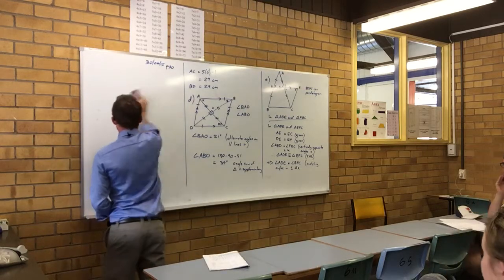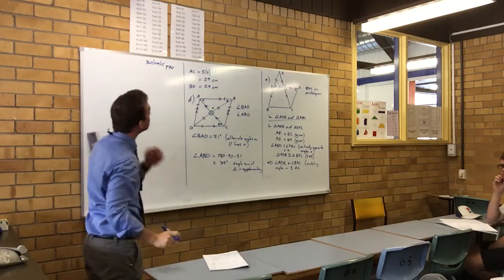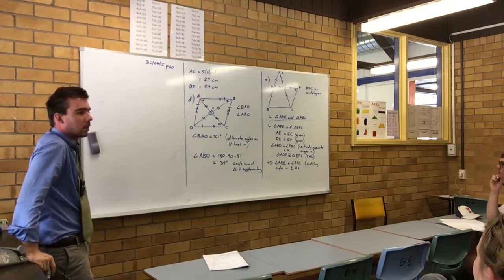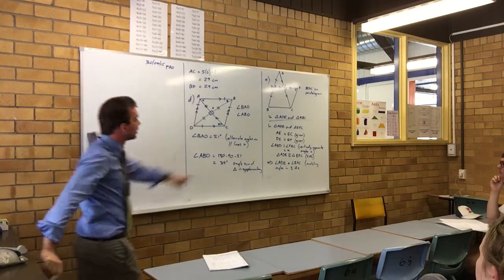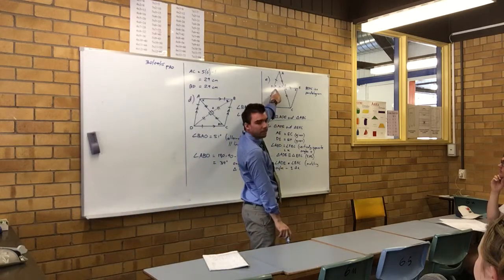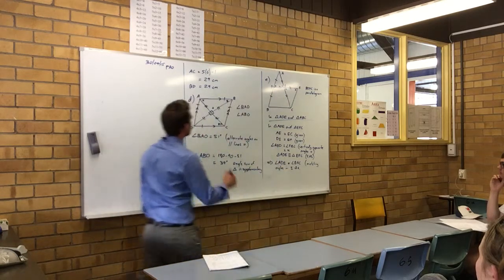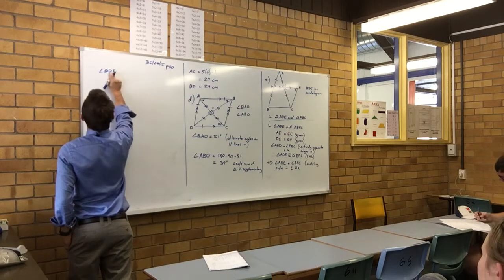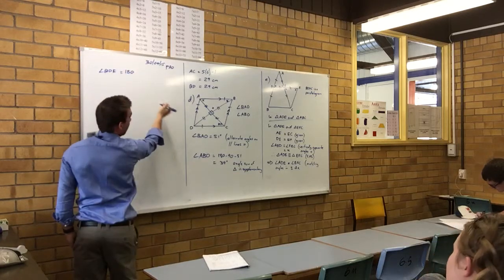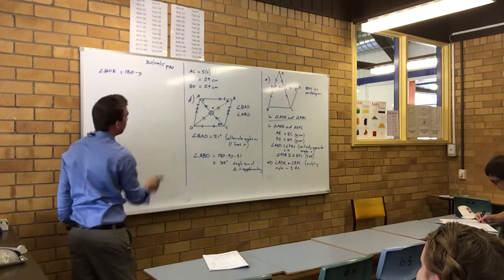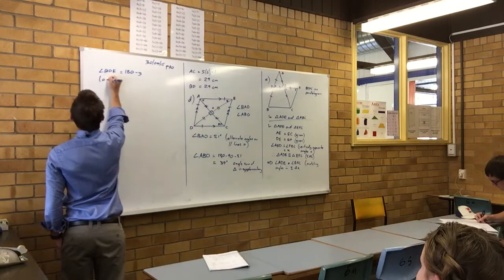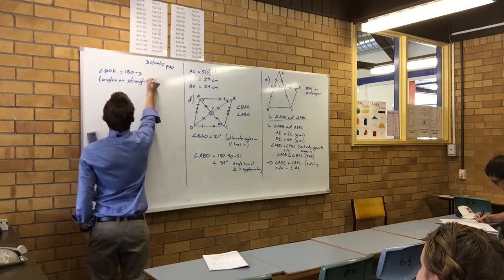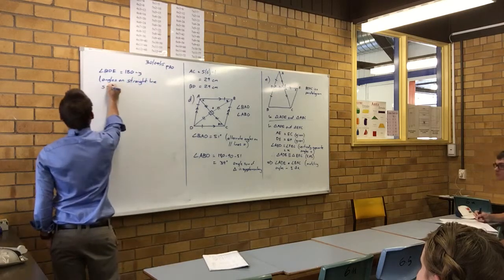Right, what's an expression for angle BDE? What's this angle here in relation to what's already on the diagram? 180. So angle BDE is 180 take away y. Alright, angles on a straight line, supplementary.